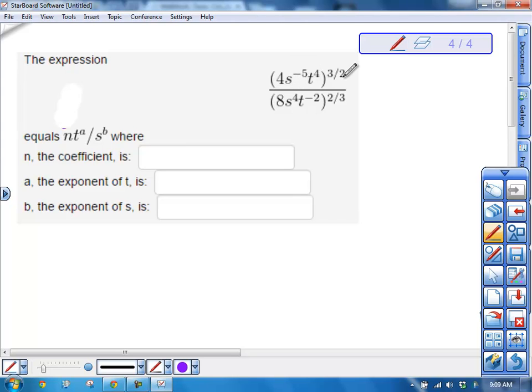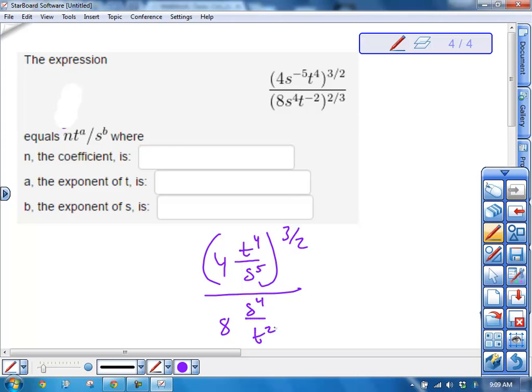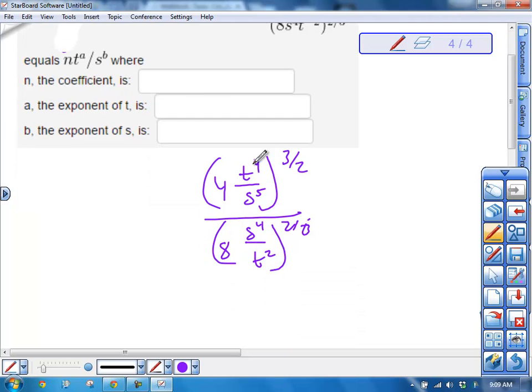I'm going to first of all rewrite this as 4t to the 4th over s to the 5th, raised to the 3/2, over 8 s to the 4th over t squared, raised to the 2/3. And I'm going to bring this exponent down to everything. So 4 raised to the 3/2 gives you 8.